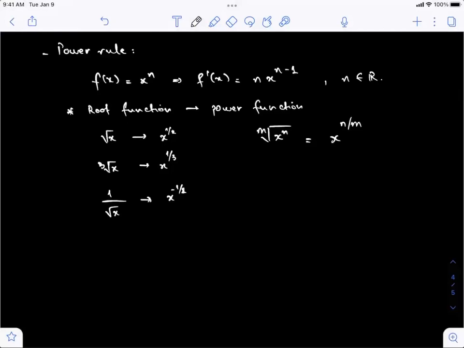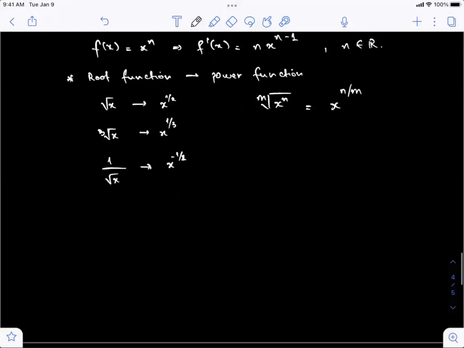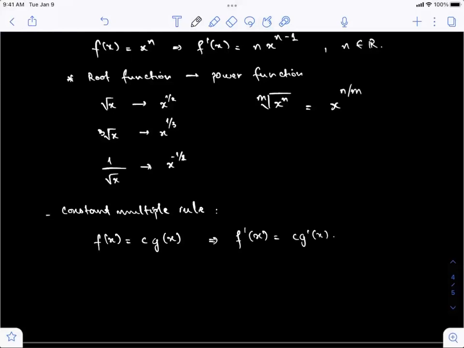Then we move on to something called the constant multiple rule. Now, if you have f of x equal to c times g of x, in this case f of x is a scaled function of g of x. So when you find the derivative of f, you basically take the derivative of g and then scale the derivative of g by the constant. So that's the idea.